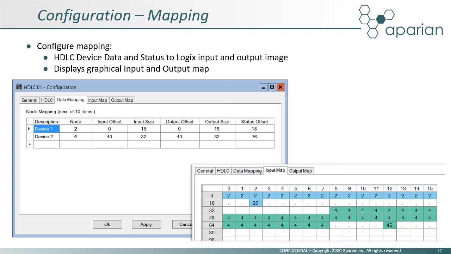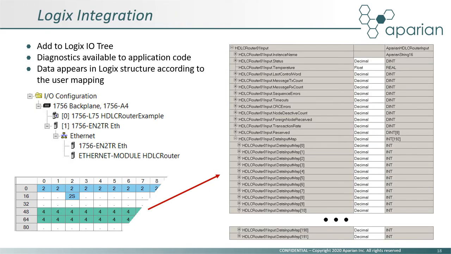Each mapped item represents a node on the HDLC network and requires an input and output size. The input and output mapped area for each device is then mapped to configurable areas in the Logix input and output assemblies, allowing the Logix controller to access the data from the HDLC devices. The HDLC router exchanges data with the Logix controller using an Ethernet IP Class 1 connection. The HDLC router is added to the Logix I/O tree under a Rockwell Automation Ethernet bridge, for example, an EN2T module.